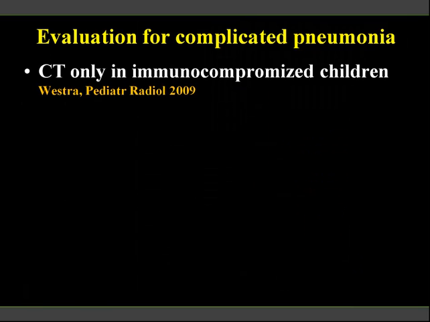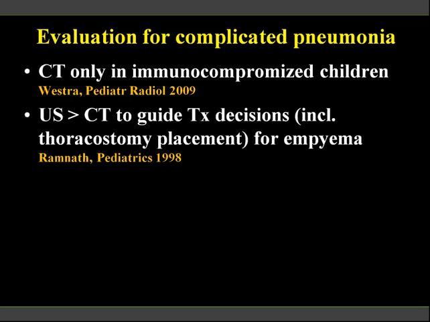So CT is helpful in complicated pneumonia cases in children, in immunocompromised conditions in particular. And ultrasound is actually better than CT to guide treatment decisions when there's pleural complications, such as empyemas. Ultrasound can guide the placement of chest tubes better than CT in real time. Ultrasound is better than CT to show septations within the pleura.